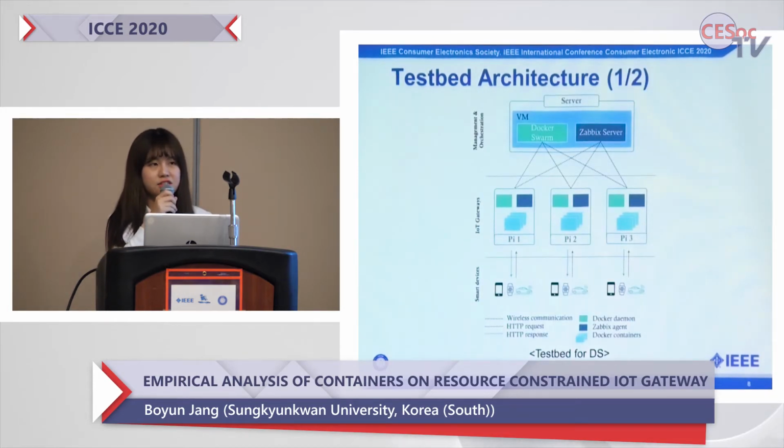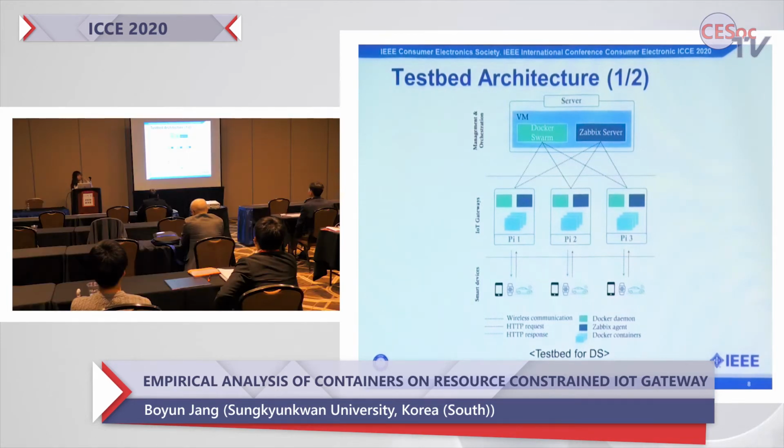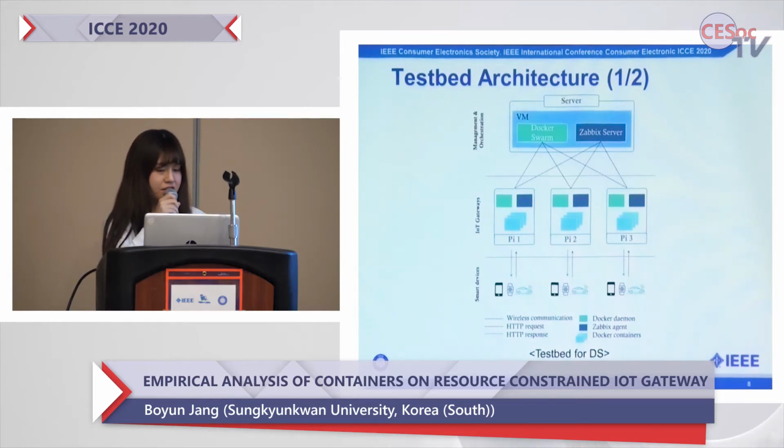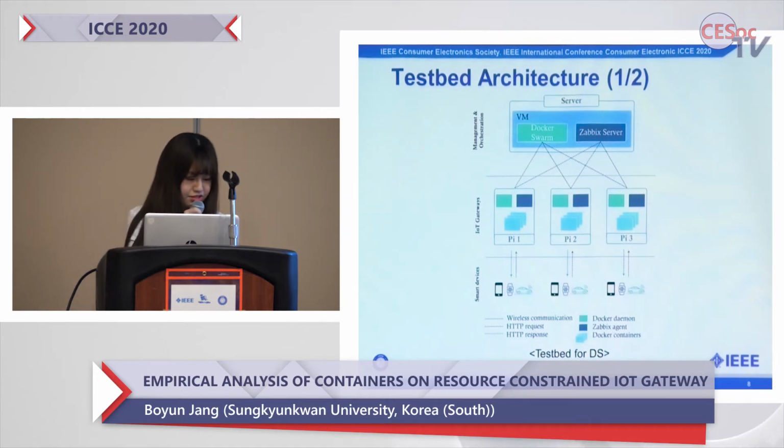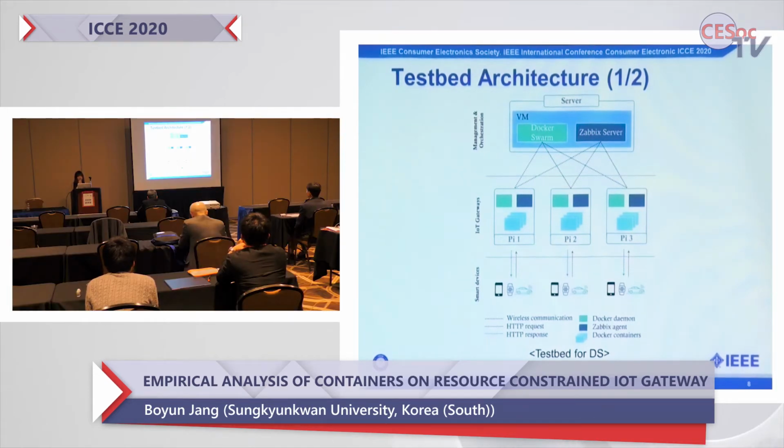And to give an analysis of Docker Swarm, we use the architecture of the testbed, as you can see. Here, basically, there is a baseline testbed with a Docker Swarm Manager and 3 Raspberry Pi boards. The Pi boards work as IoT gateways, and they are connected with the smart devices with a wireless interface. Also, there is a Docker Swarm Manager, which is responsible for orchestration. Also, for the monitoring tool, the Zabbix server is used.